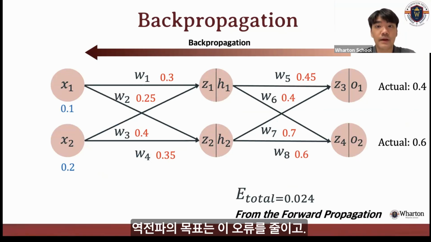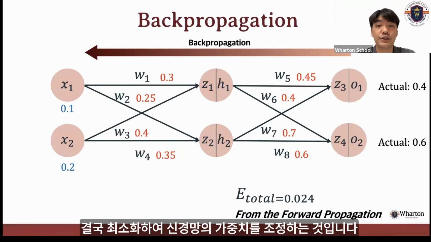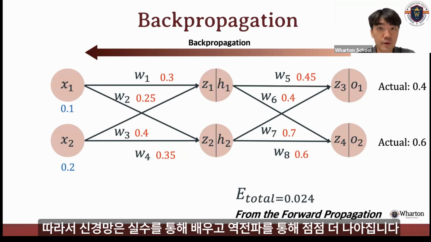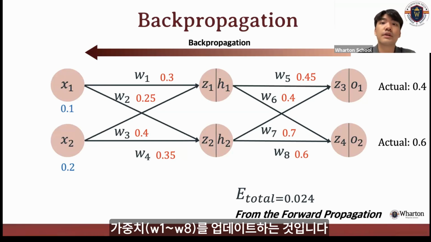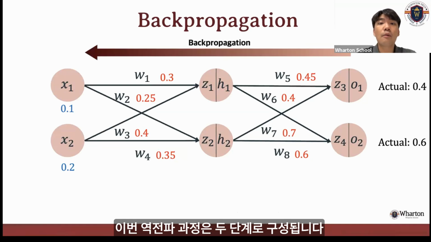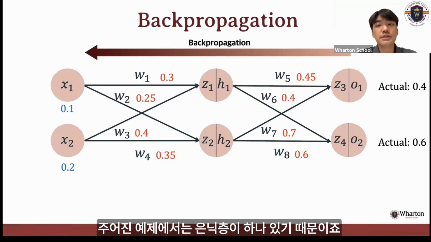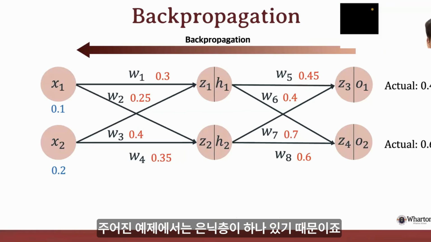The goal of backpropagation is to make this error even smaller and eventually minimize it by adjusting the weights of the network. So your neural network learns from its mistakes and gets better over time through backpropagation. Our goal in backpropagation is to update these weights W1 through W8 in order to minimize the total error, E total. Our process of backpropagation will have two steps. We have two steps in our example because we have one hidden layer.